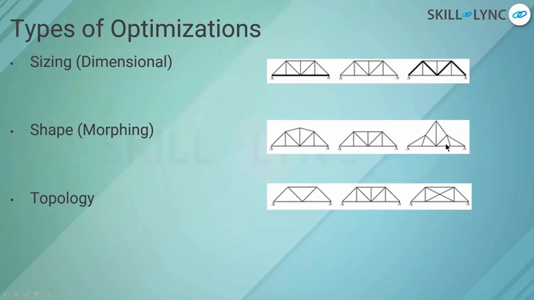I could change the shape of the members. That will become a shape optimization. Or I could distribute the members in such a way that the load carried is efficient. That would become a topological optimization.